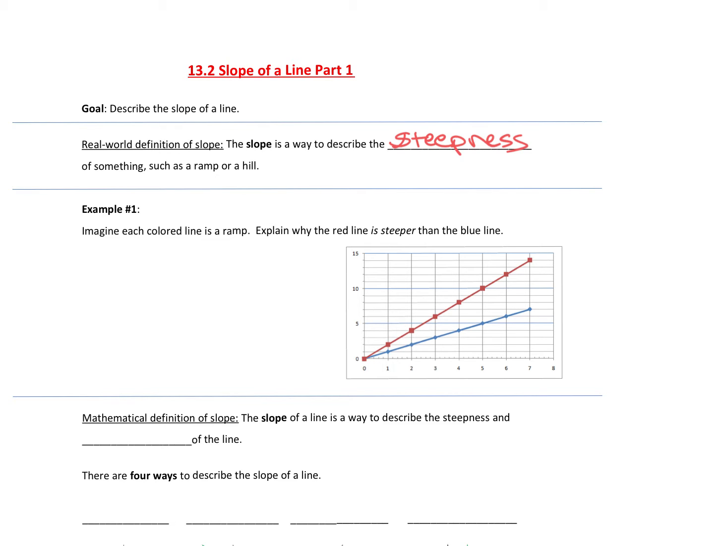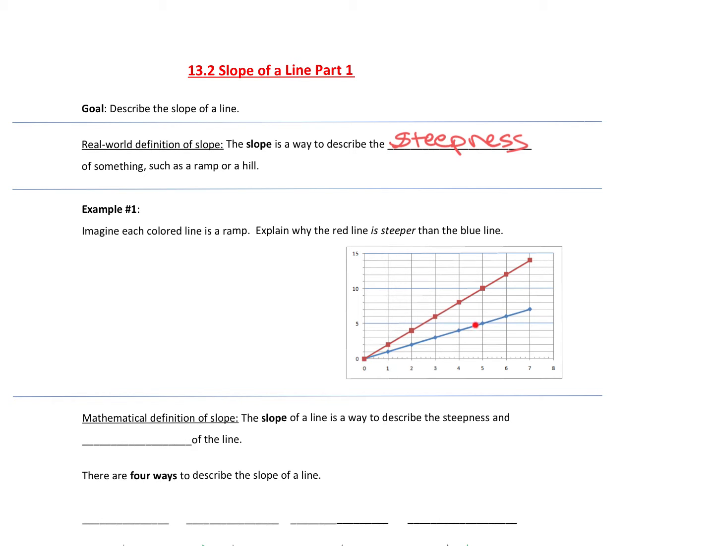Okay, so let's take a look and imagine that each one of these colored lines is a ramp. Explain why the red line is steeper than the blue line. So why is this red line steeper than the blue line? So we might look at things and say, well, it's going higher, faster, right? So if this is the height of the line and this is the amount of time that it takes to get there, this red line is going higher, faster.